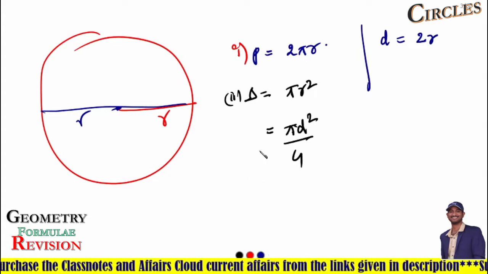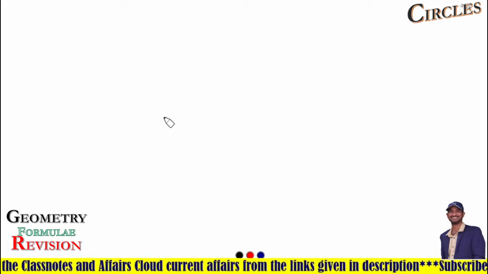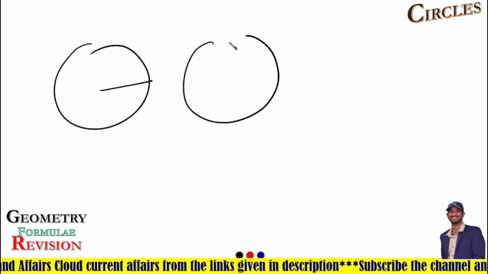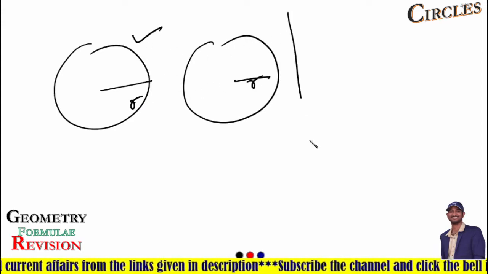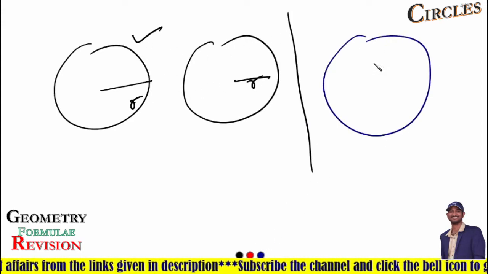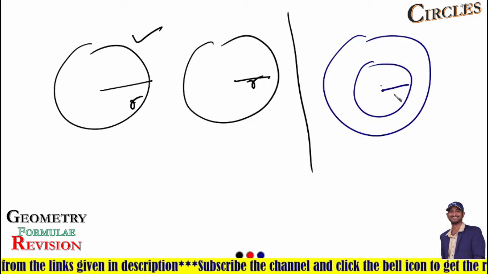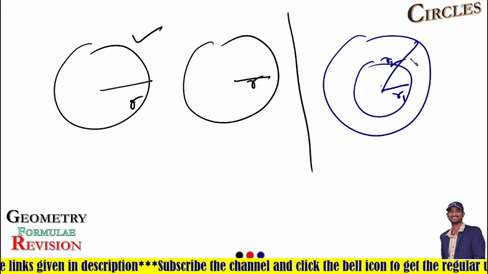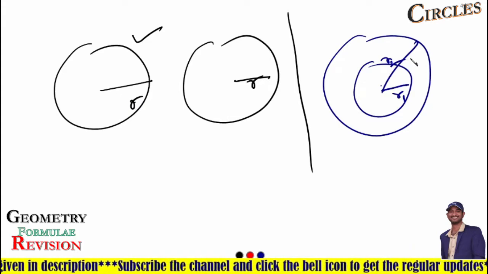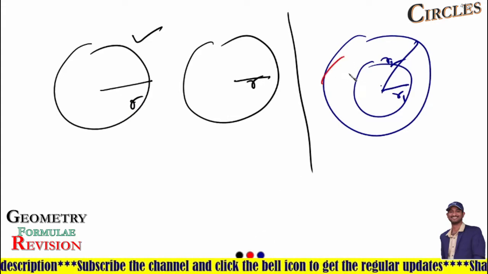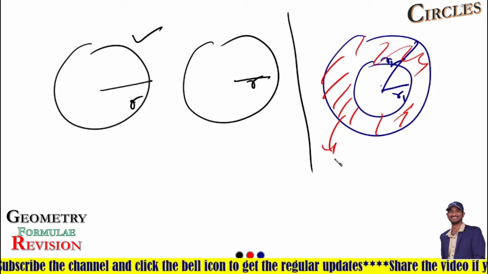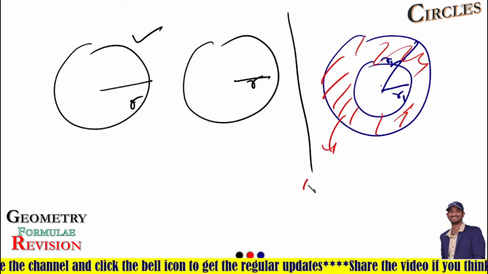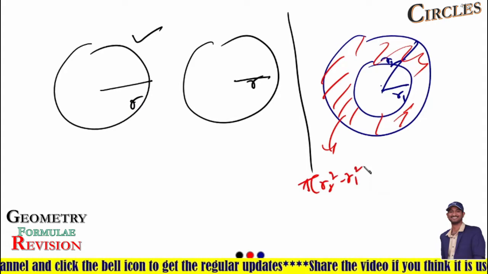Next, circles of equal area are congruent circles, and then concentric circles. If two circles have the same radius, then they are called congruent. When two circles have the same center but different radii, they are called concentric circles. The area of the portion between those two circles is called the area of the ring, and it is equal to pi of r2 square minus r1 square.